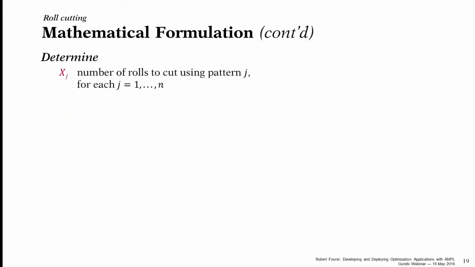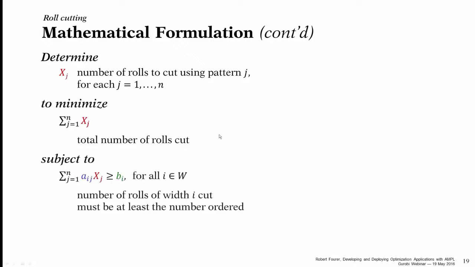Okay? Now the decision variables are just the number of rolls to cut using each pattern. So they're just these x_j's. Number to cut using pattern j for each j from 1 to n. The objective is just to minimize the sum of the x_j's because I just want to minimize the total rolls cut. Okay? And the constraint, there's one constraint which says basically that on the left side, the number of rolls of width i I cut has to be greater or equal on the right side, the number ordered. And so this summation takes the number of each pattern cut and multiplies it times the number of width i that are in that pattern. So this is an expression for the total number of width i that are cut. It has to be greater or equal to the number demanded. And that's the whole algebraic model.